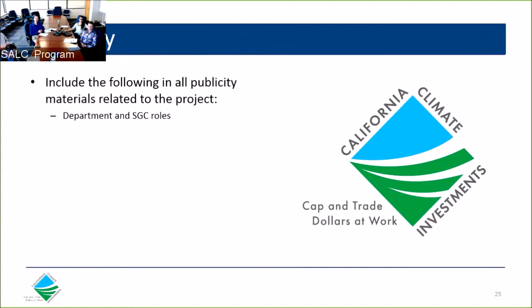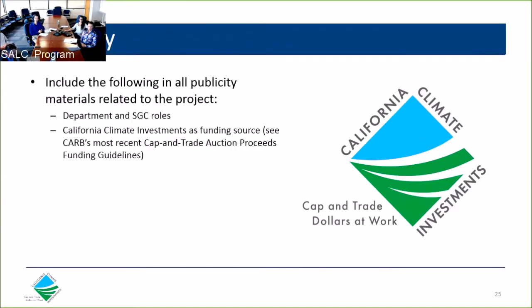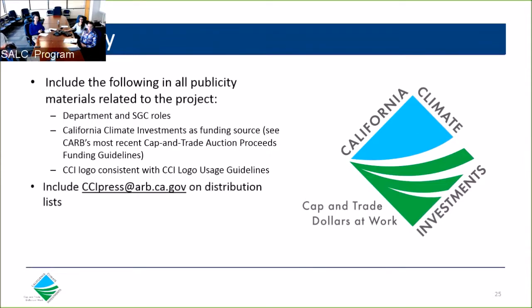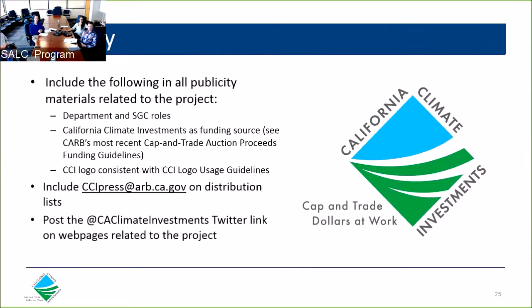The grantee must name California Climate Investments as the funding source and include the California Climate Investments logo in the publication. Please note that the California Climate Investments logo must comply with the usage guidelines. The usage guidelines can be found on the California Climate Investments webpage. The grantee must also include the email address on the distribution list, as well as post the CA Climate Investments Twitter link on web pages that are related to the project.